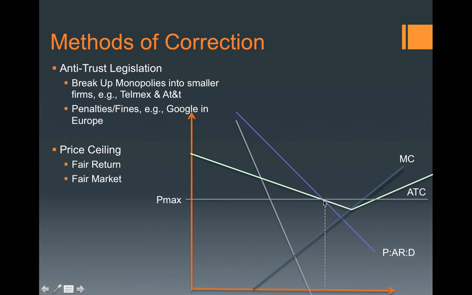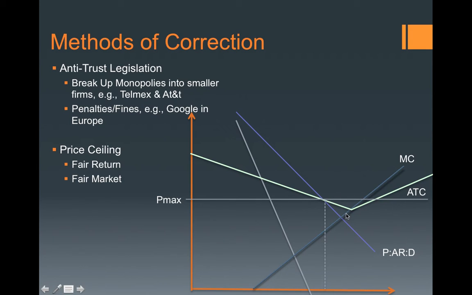A fair return is going to be where ATC intersects with AR. So if they put it right at this point, AC is equal to AR, meaning that average revenue is equal to average cost. And if average revenue is equal to average cost, then total revenue is going to be equal to total cost. And the monopoly will be earning, guess what? Normal profit. Okay, so that's the fair return price, and that might be another way that we could stop the monopoly from jacking up prices.